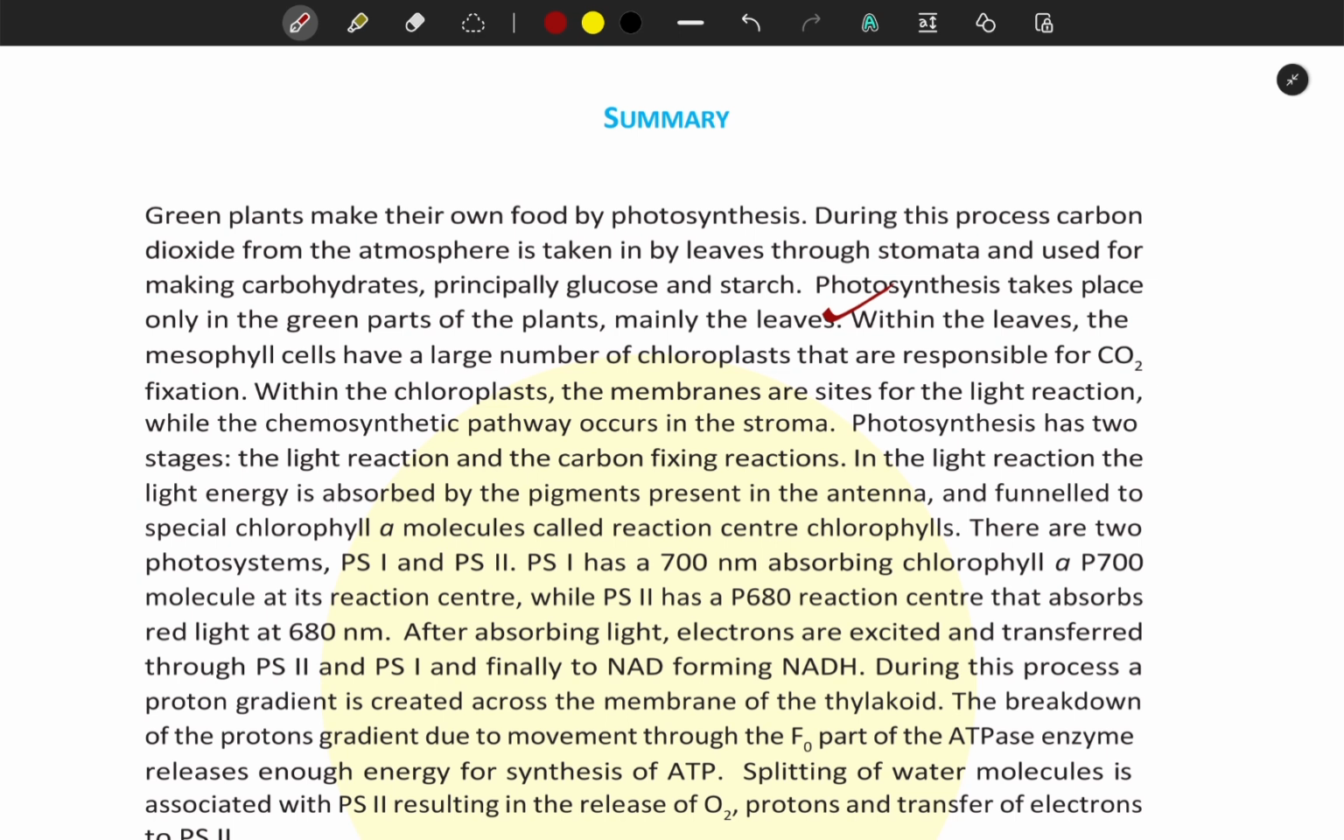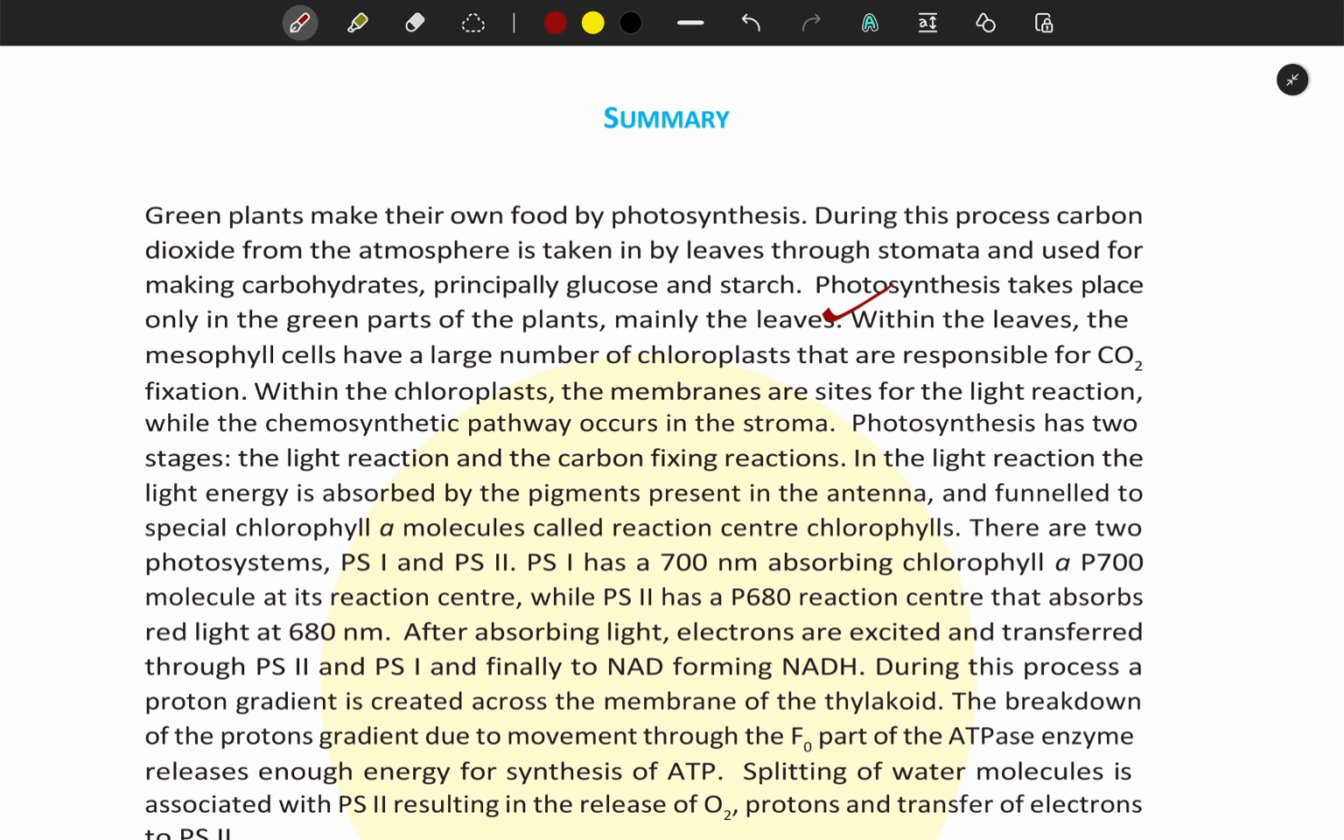In the light reactions, the light energy is absorbed by the pigments present in the antenna and funneled to special chlorophyll a molecules called reaction center chlorophylls. There are two photosystems, PS I and PS II. PS I has a 700 nanometer absorbing chlorophyll a P700 molecule at its reaction center, while PS II has a P680 reaction center that absorbs red light at 680 nanometer. After absorbing light, electrons are excited and transferred through PS II and PS I, and finally to NADP forming NADPH.